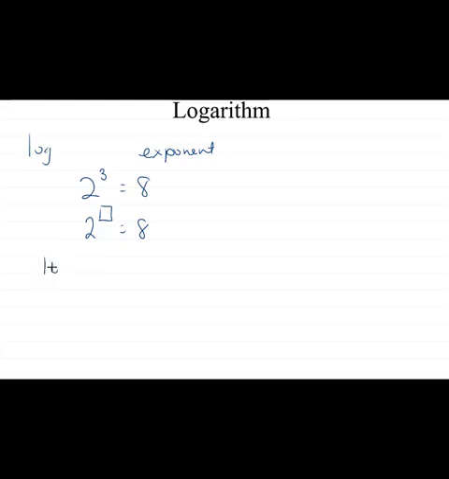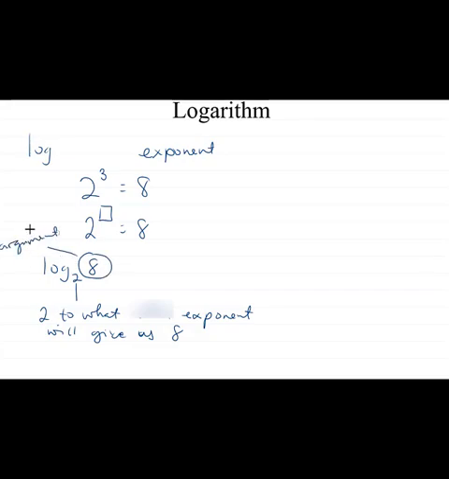So we can say log base 2 of 8. Then I'll ask you, 2 to what exponent will give us 8? So this 2 is known as the base, and this 8 is known as the argument. So my question is, 2, that is the base, to what exponent will give us the argument? 2 to what exponent will give us the argument?